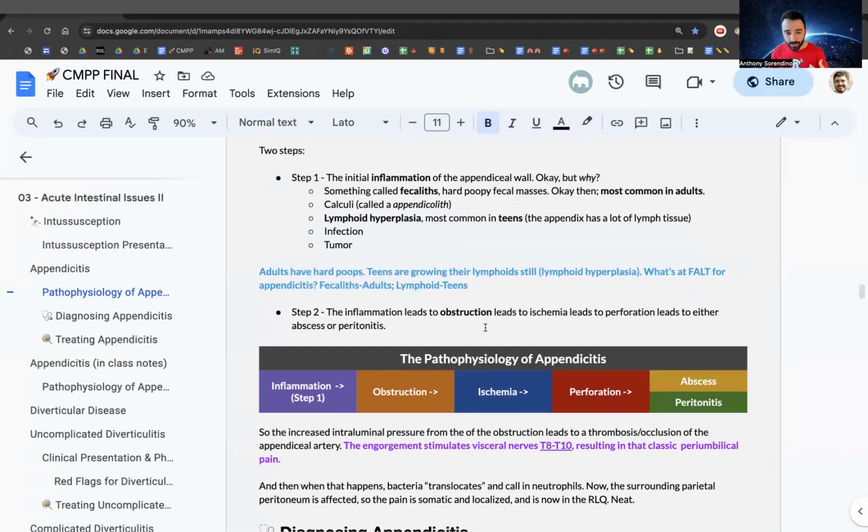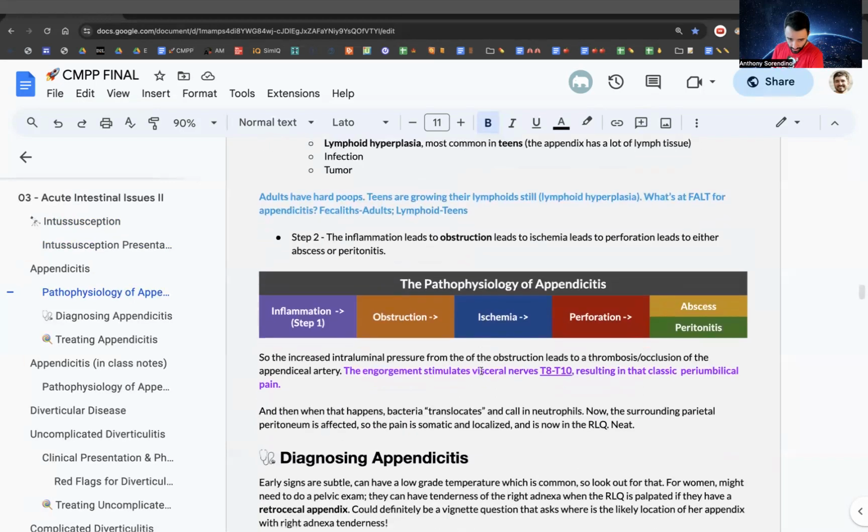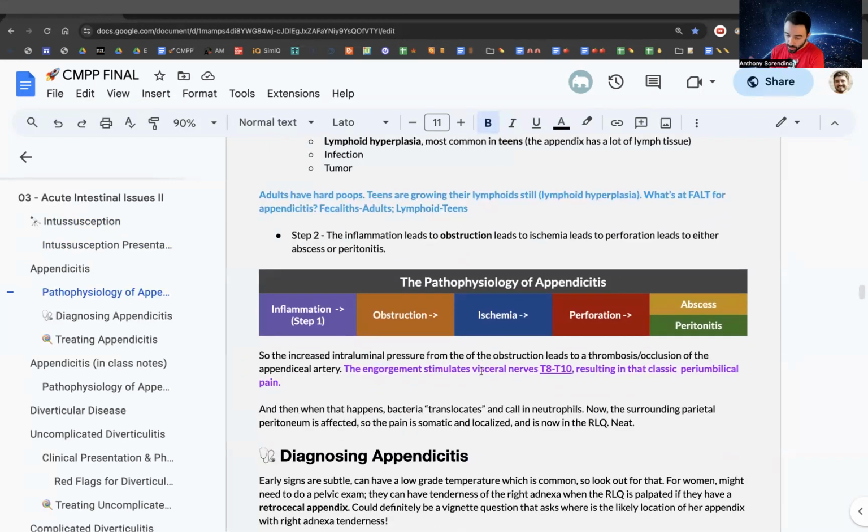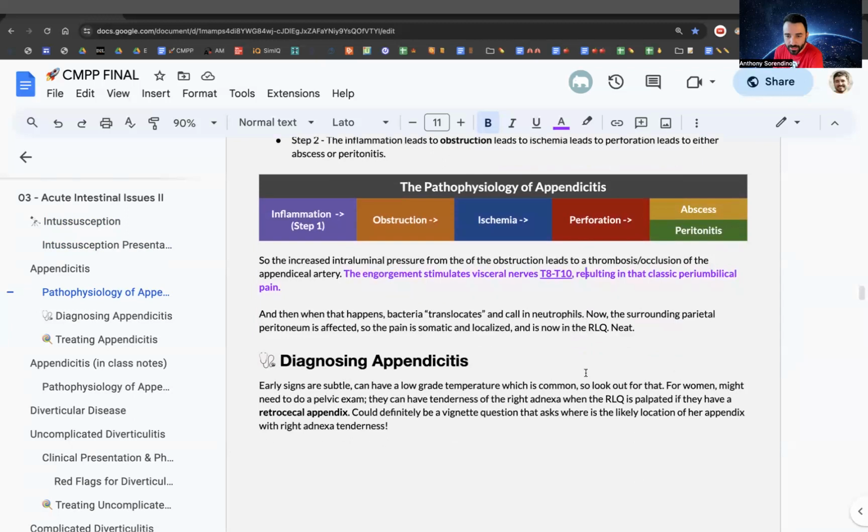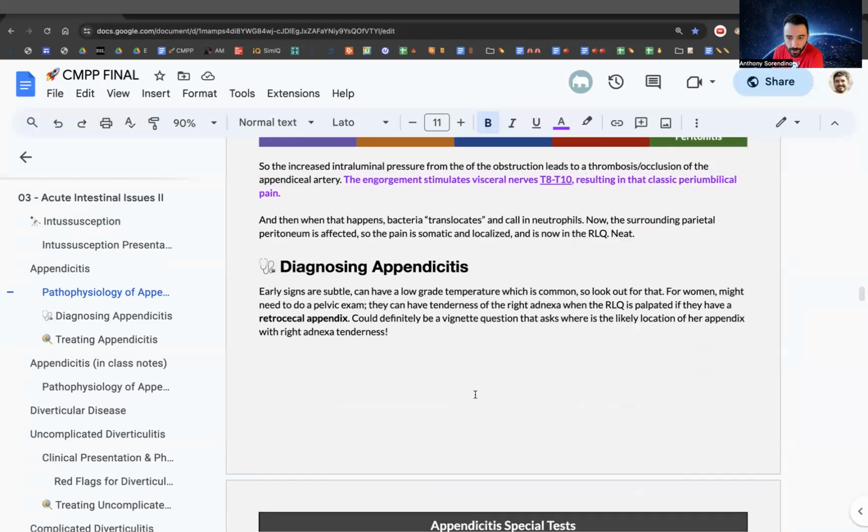So after this inflammation, we have an obstruction, which leads to ischemia, which leads to perforation, which can lead to either an abscess or peritonitis. You don't want either of those. So the engorgement, this is kind of interesting, stimulates visceral nerves T8 to T10, that's what results in that classic periumbilical pain, that poorly localized, or I guess that's more referred, whatever. T8 to T10 is going to be that visceral pain until it gets to the somatic area in the right lower quadrant. Okay.